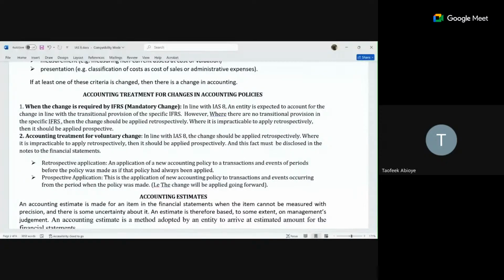What are they trying to say here? You have looked at the definition of some key terms when we start the topic. You have impracticable, you have prospective, we have retrospective. What are they saying here?